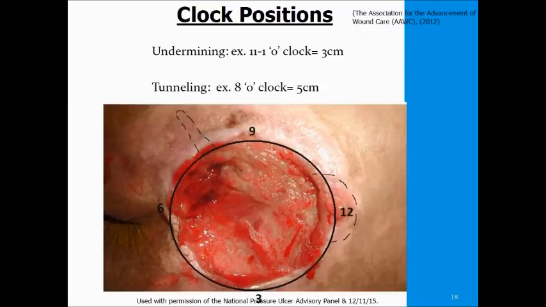So clock position. On this one, this is on a sacrum, and 6 o'clock would be the coccyx area. So length would be from 12 to 6 o'clock, and the width would be 9 to 3 o'clock, the longest length and width. Now with tunneling, you would see 8 o'clock, and you would measure that with a cotton tip applicator, and let's say 5 centimeters. And then undermining, you would be probing gently to see where undermining and tunneling was at. And then undermining from 11 to 1 o'clock and 3 centimeters. Any questions with that?